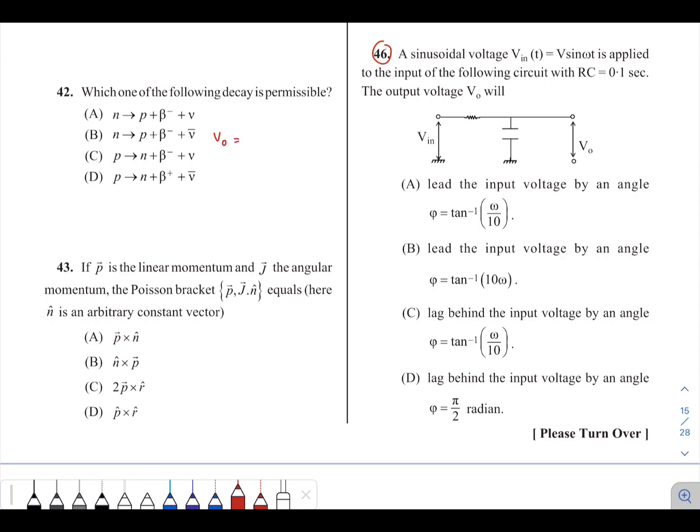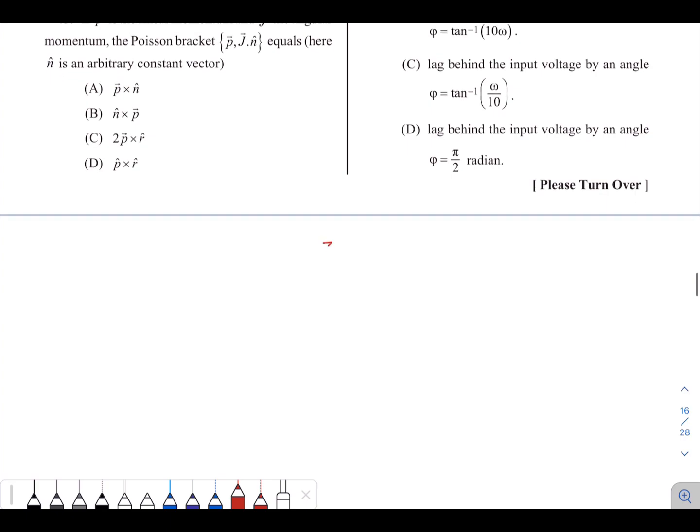So V output is equal to the impedance of the capacitance divided by the impedance of the capacitance plus the impedance of the resistance times V input. So this quantity we have to calculate. So let us calculate that. ZC divided by ZC plus ZR is equal to, we know the ZC is 1 by j omega C. So this can be simplified to 1 divided by 1 plus j omega C R.